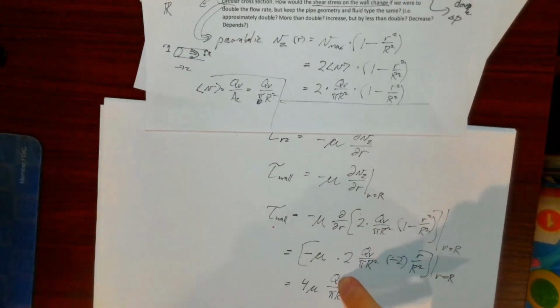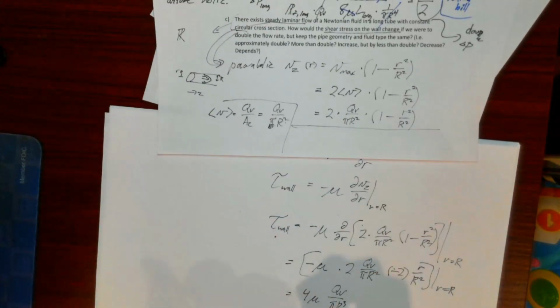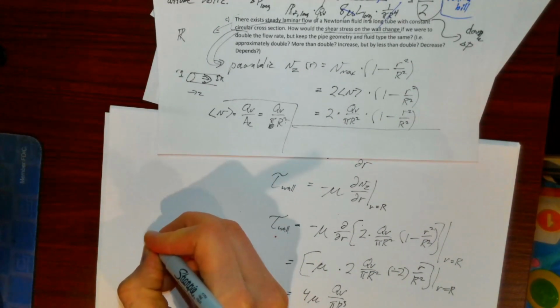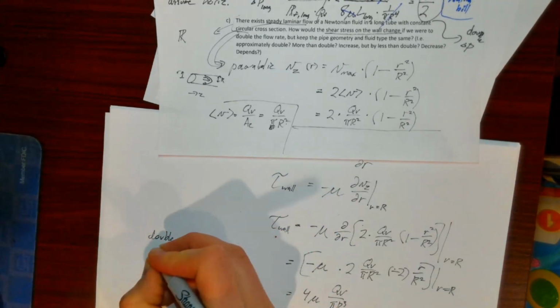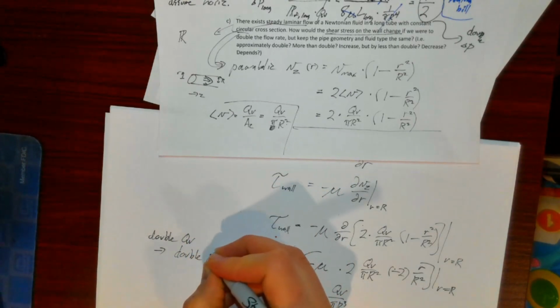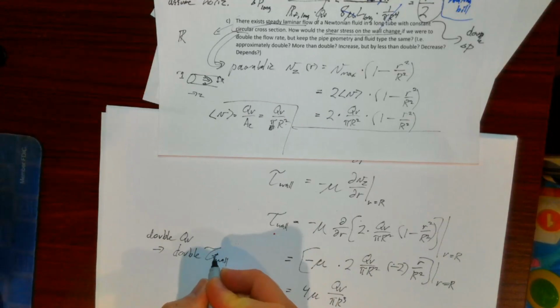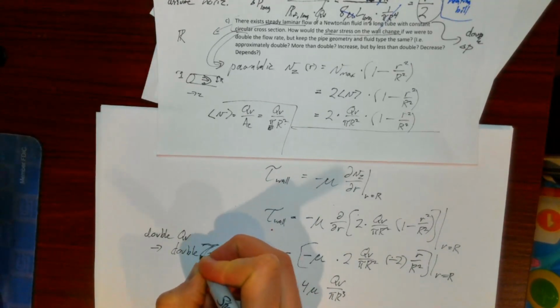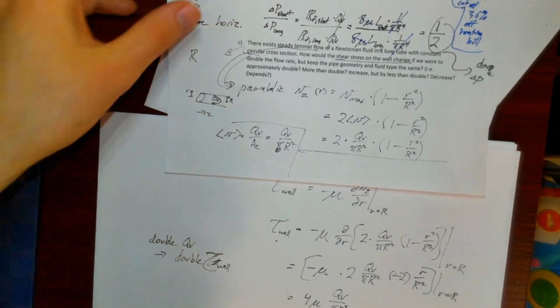So what does it mean? If we had volumetric flow rate and doubled it, then the wall shear stress would also double. So double volumetric flow rate would imply double the magnitude of our wall shear stress. Sorry, it's a little sloppily drawn tau, but there we have doubling this. That's the first way that we could go about doing this.